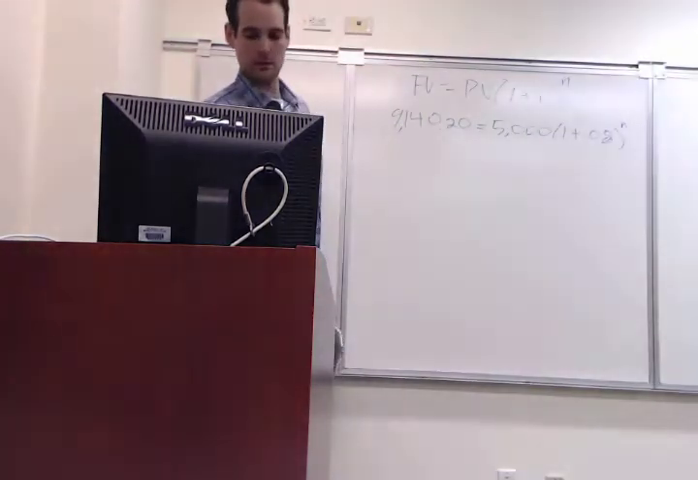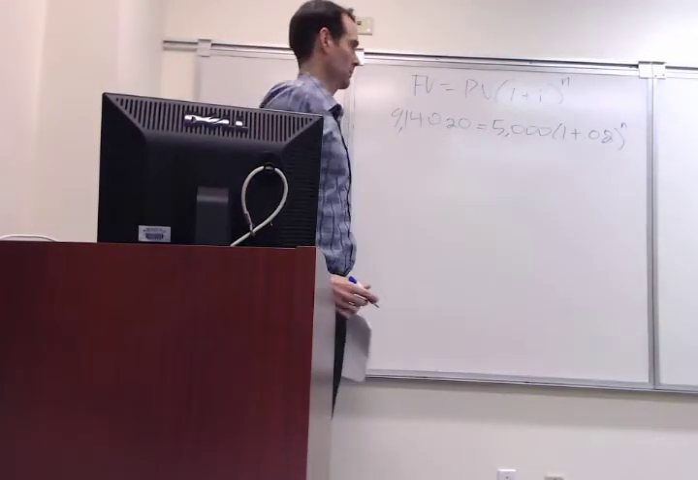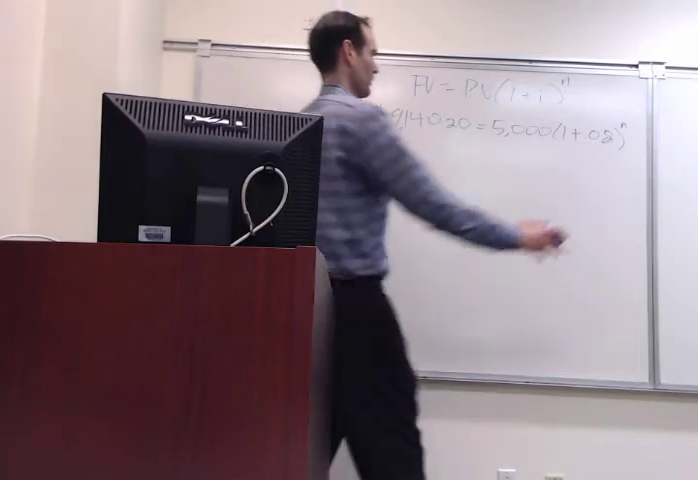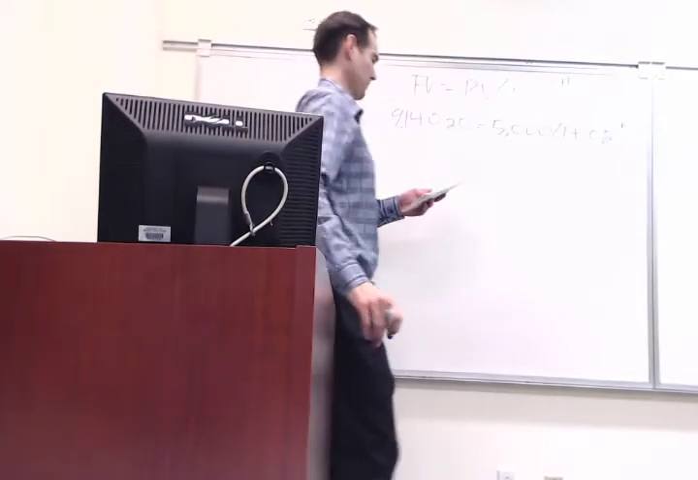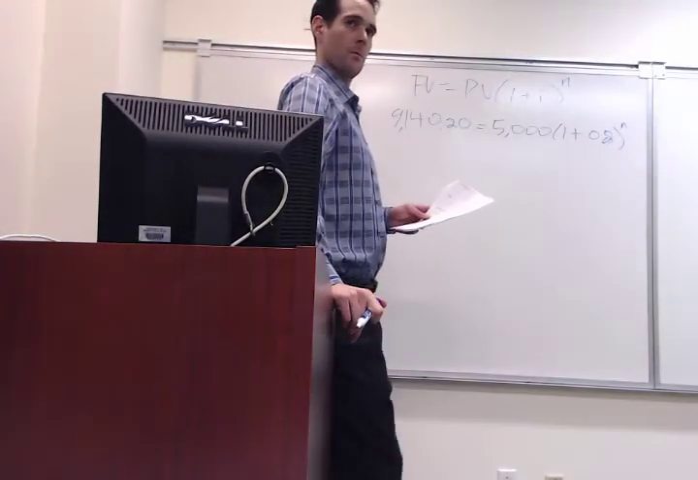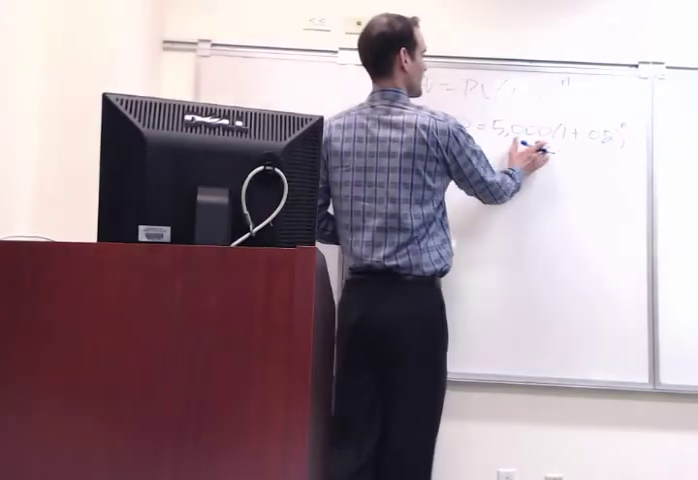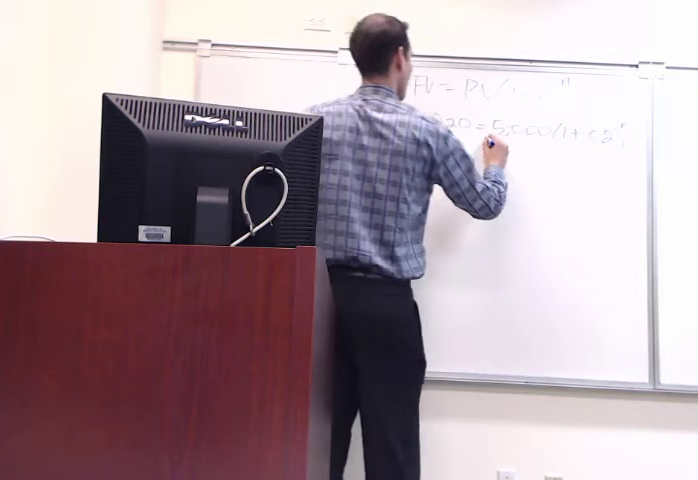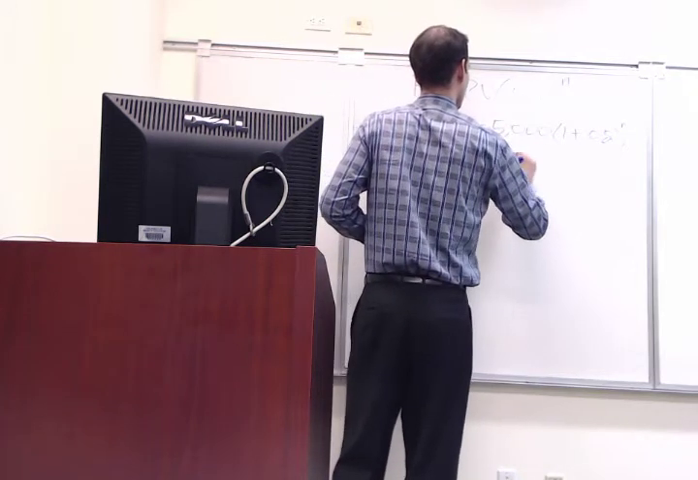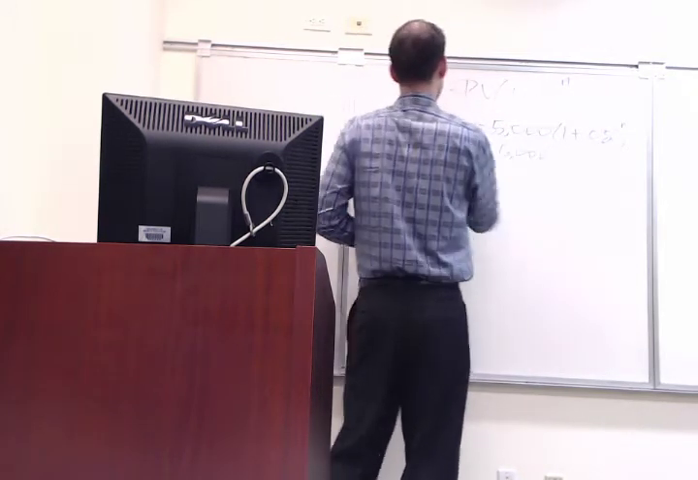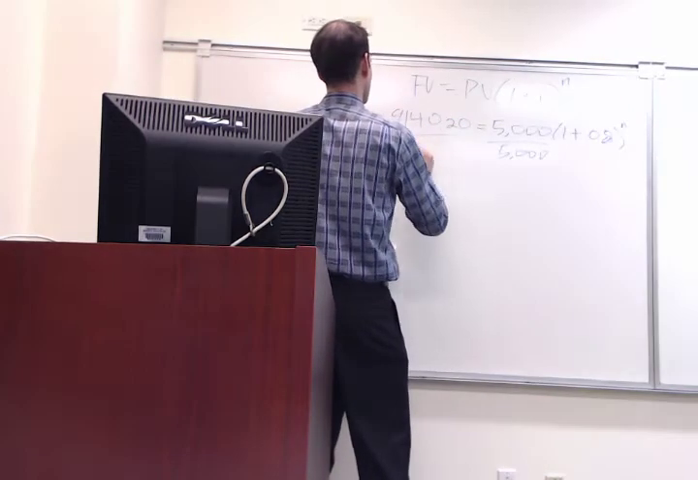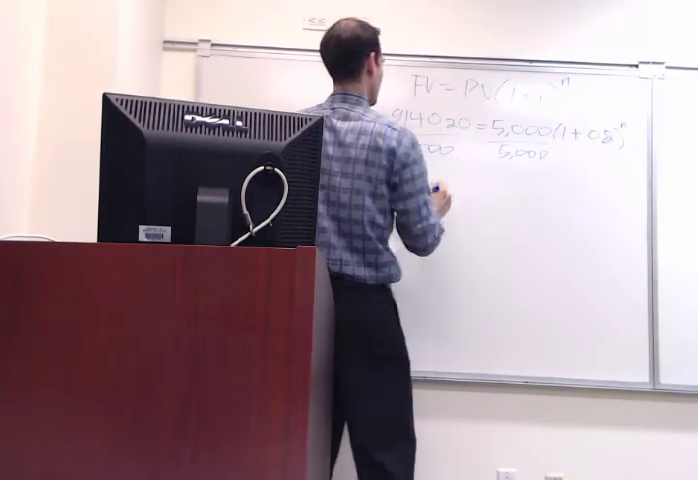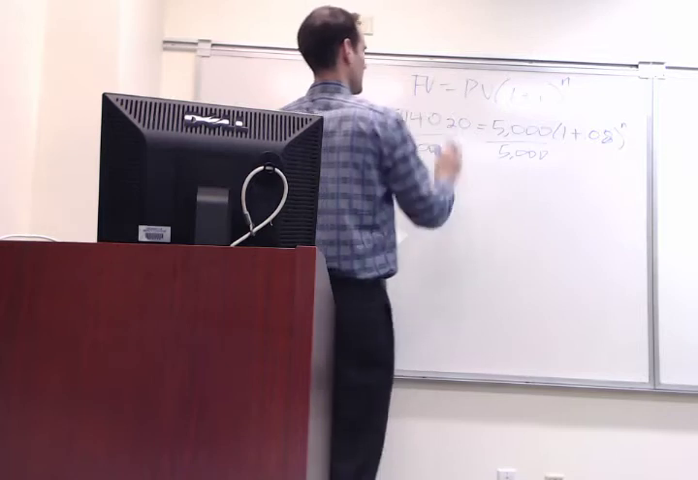So how do we, all right, what's our first step here? We need to solve for the n. Divided by 5,000. Yep, so let's get this part of the equation by itself. Let's divide both sides by 5,000. Divide that by 5,000, divide this by 5,000. And that's going to leave us, what's the answer to this?